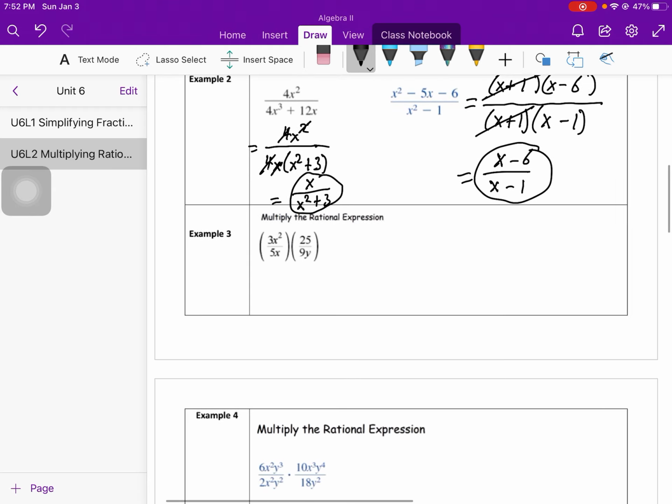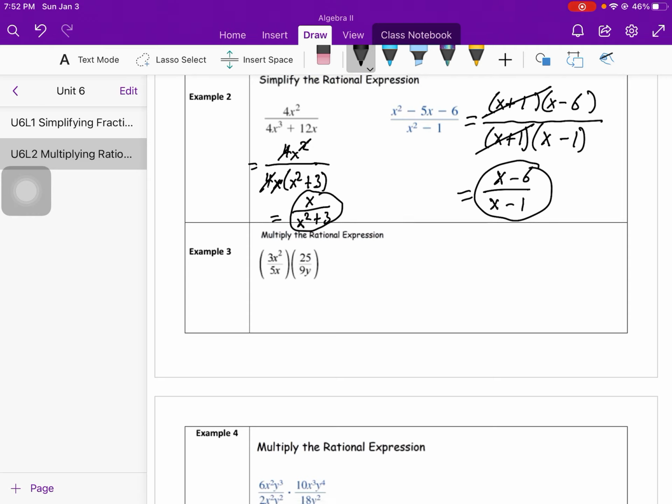All right. Now, this is the first new idea. It's when you multiply the rational expressions. So basically, we have 2 rational expressions, 2 factors that have numbers and variables. And if you recall, when you multiply fractions, you multiply the top times the top, bottom times the bottom.